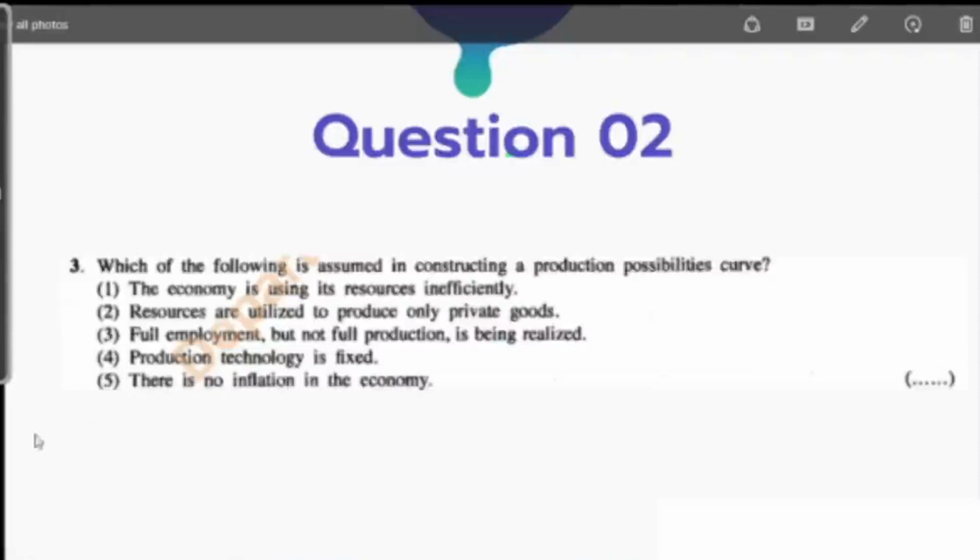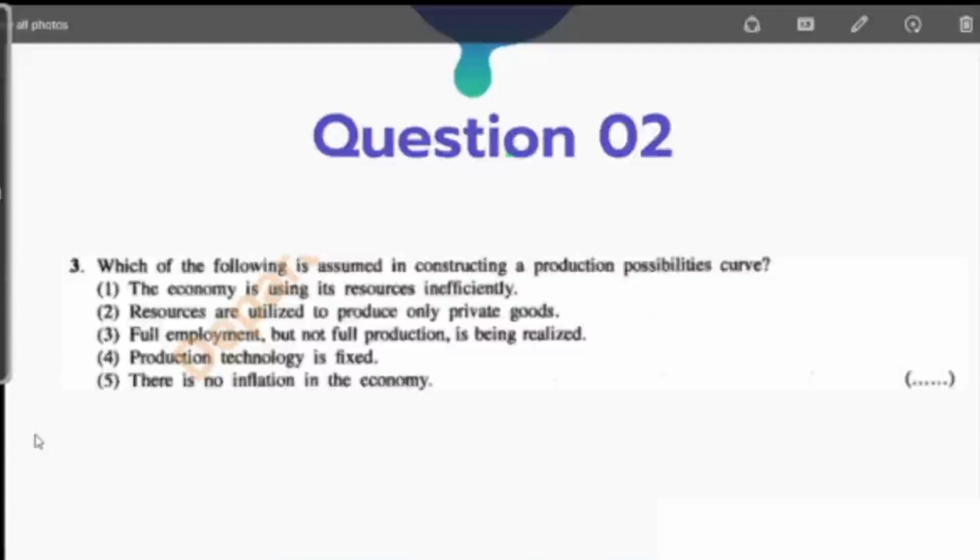This is the last question I'll be discussing, that is from 2017 multiple choice paper. Which of the following is assumed in constructing a production possibilities curve? We all know when we are constructing a production possibilities curve, we make certain assumptions because this is a graph we are using to understand the concept of opportunity cost. So this graph make few assumptions. So they are asking which of the following is assumed. So out of these 5 options, what is the correct assumption?